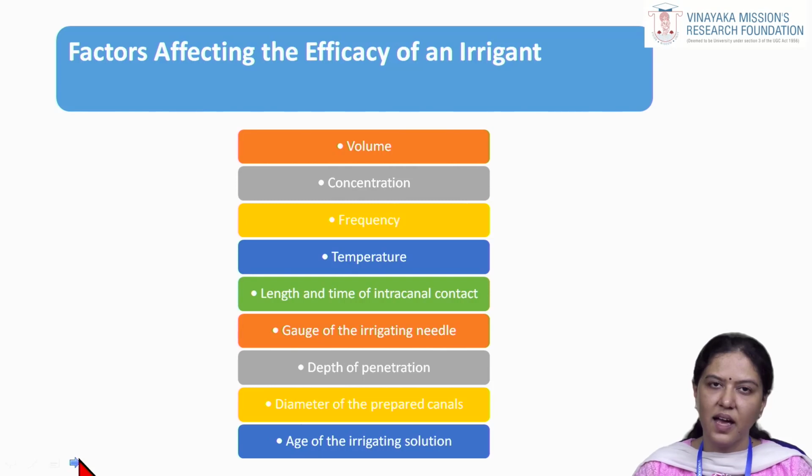The following factors affect the efficiency of an irrigant: volume and concentration of the irrigant, frequency of irrigation, temperature of the irrigant, length and time of intracanal contact, gauge of the irrigating needle, depth of penetration, diameter of the prepared canals, and age of the irrigating solution.